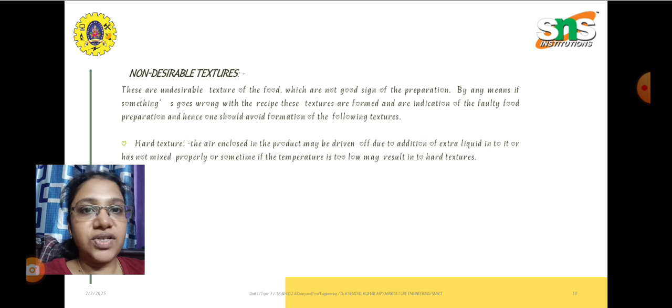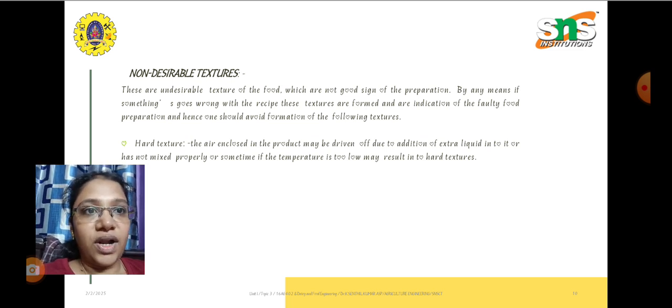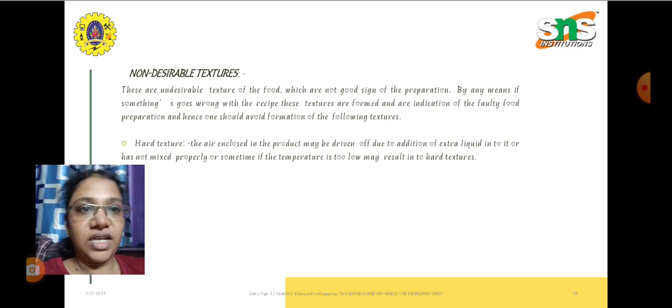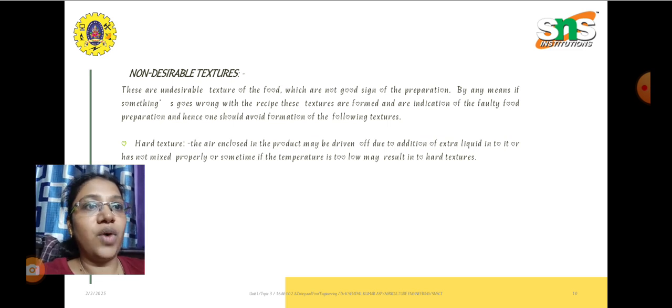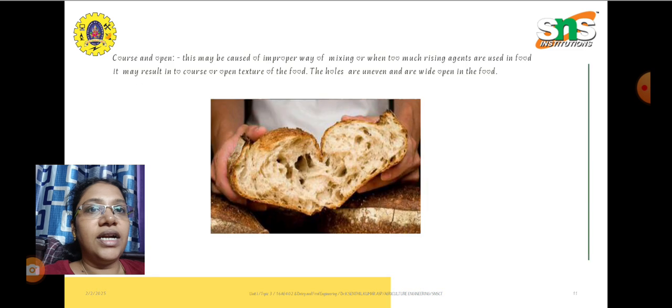So among the undesirable textures, the first one is obviously a hard texture. That is, when the air enclosed in the product is driven off due to the addition of some extra liquid, or an improper mixing method, or sometimes even if the temperature is too low or too high, it leads to a harder texture of the food material.